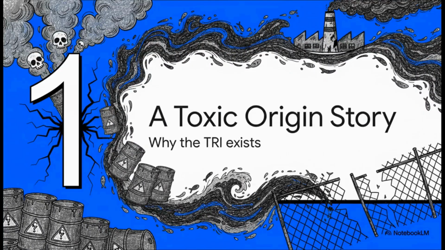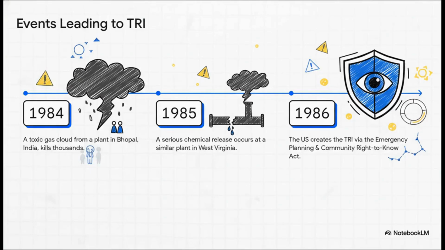You know, to really get why the TRI is so important, you have to understand the events that made it happen. This wasn't just some idea that popped up in a committee meeting. No way. It was a necessary, direct response to a series of awful and preventable tragedies. This timeline, it's pretty stark, right?